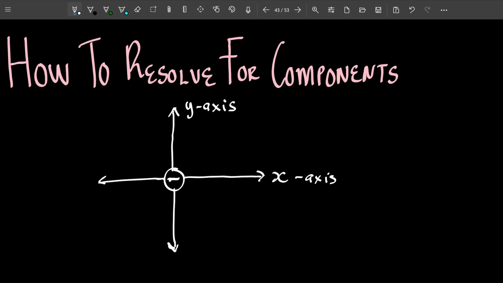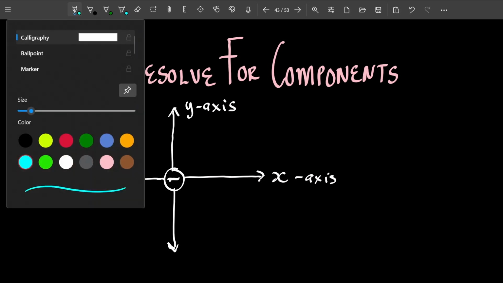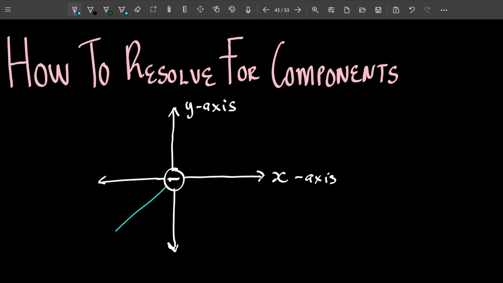Now, when we are dealing with forces, let's say this is your force, wherever it is acting. When you are resolving it, you are going to have to turn it to go to the positive part of whatever axis you are dealing with. Along the x-axis, this is the positive part, and this is the negative part of your x-axis, right? And then this is the positive part of your y-axis, and this is the negative part of your y-axis.